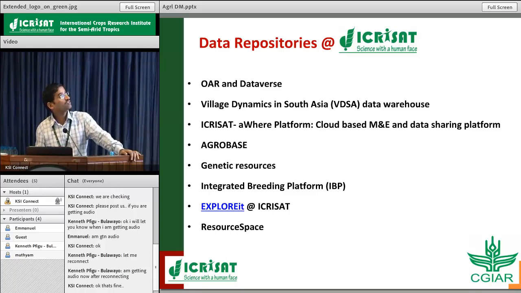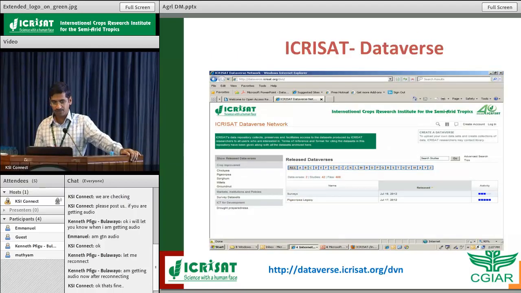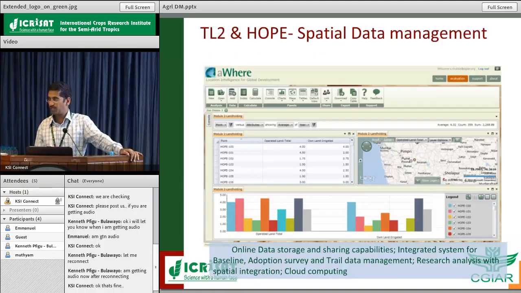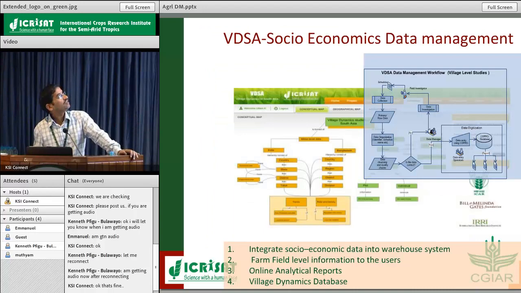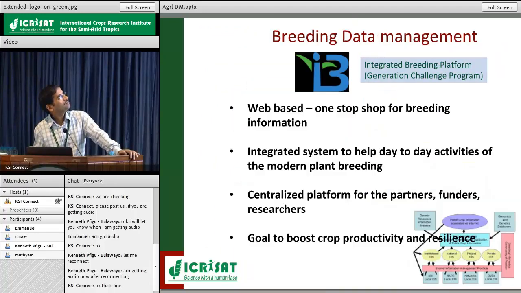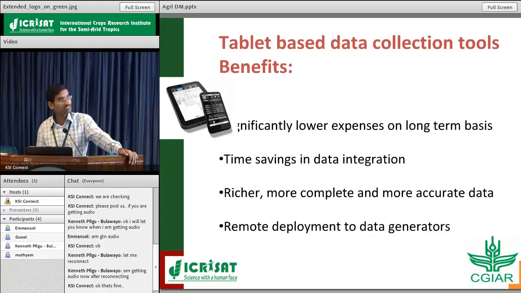This is a snapshot of the database we have. This is the institutional data repository, and these are all the different data sharing platforms we are working with. In the next two sessions we have the session on VDSA. They'll explain what exactly VDSA is, and Dr. Raji will explain the breeding data management in the next session.